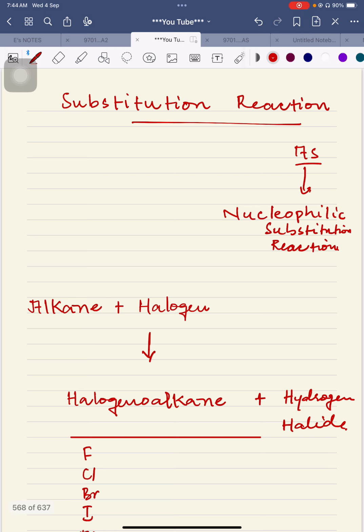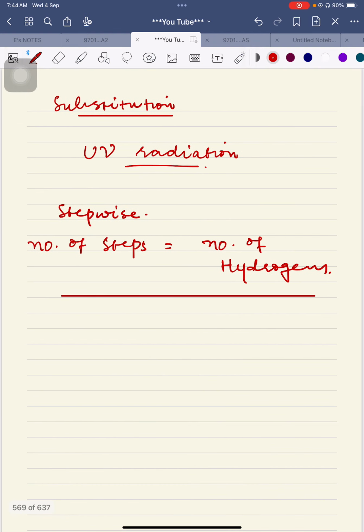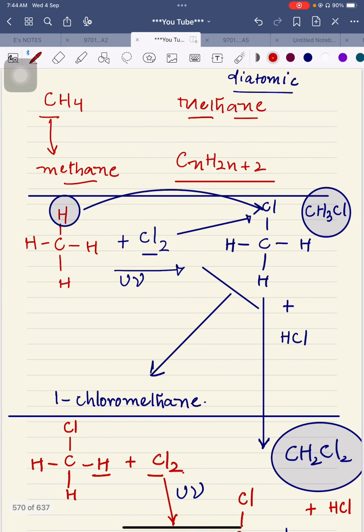These are the different examples. Here we are dealing with substitution reaction. The examples of substitution reactions are here. And I have told you that it is a stepwise reaction. The number of steps is based upon the number of hydrogen atoms, and it happens in the presence of ultraviolet radiation from the sun. Or if it is not available, then obviously ultraviolet radiation is artificially created, and a source of ultraviolet radiation is placed in the lab as well.